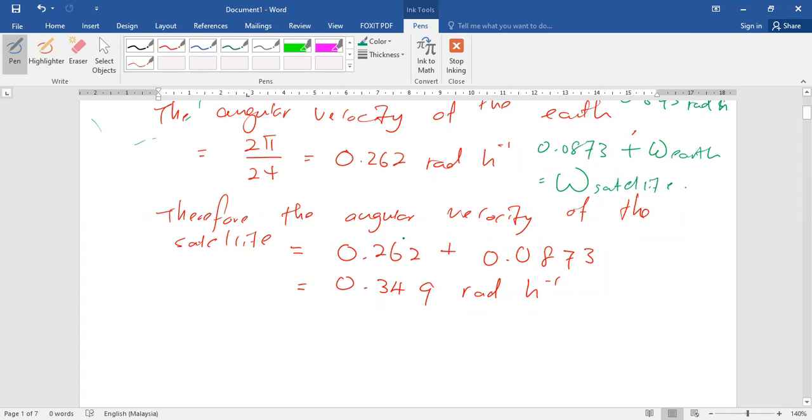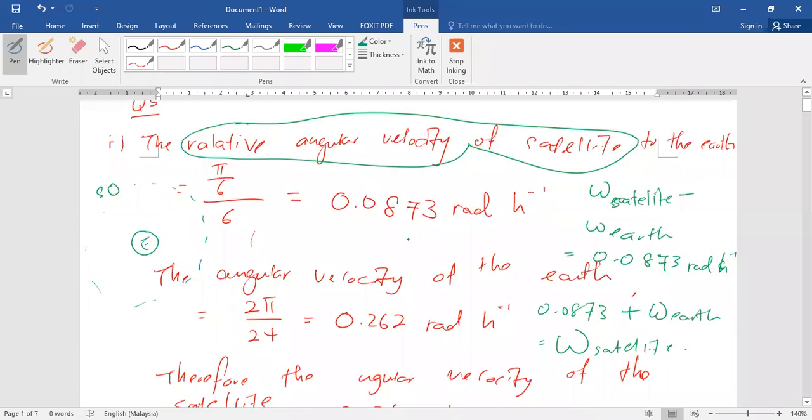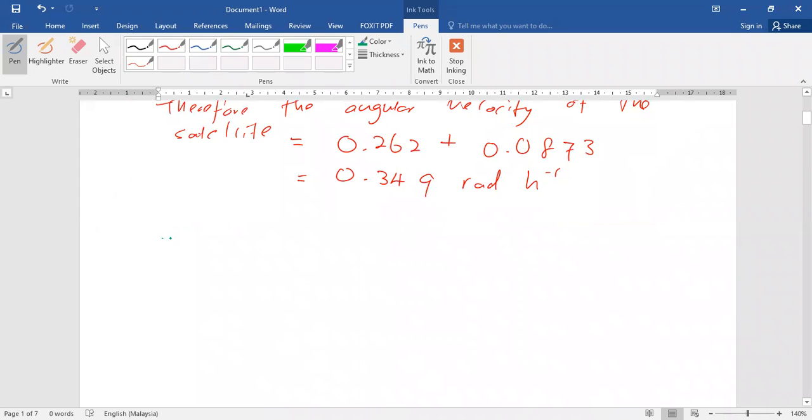How do we get pi over 6? Okay. 360 degrees is equal to 2 pi, correct? One revolution is 360 degrees. So pi is equal to 180 degrees. So 60 degrees is equal to how much? 60 degrees is equal to 180 degrees over 3, correct or not?